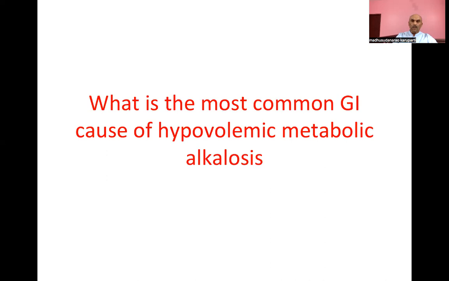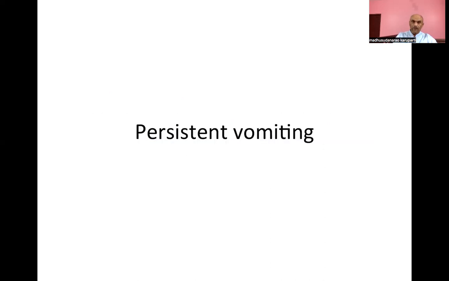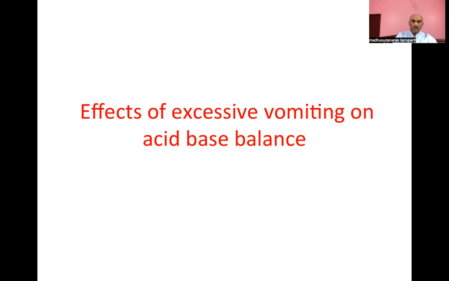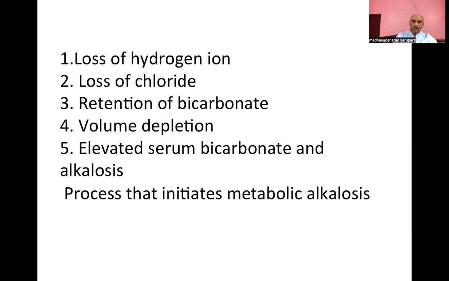So what is the most common GI cause of hypovolemic metabolic alkalosis? It is persistent vomiting. About this we are going to talk in detail in the coming class. What are the effects of excessive vomiting on acid-base balance? So when there is excessive vomiting, there is loss of hydrogen ion, number one. Along with that, there is a loss of chloride because gastric juice is rich in hydrochloric acid. So there is loss of hydrogen ions as well as loss of chloride.